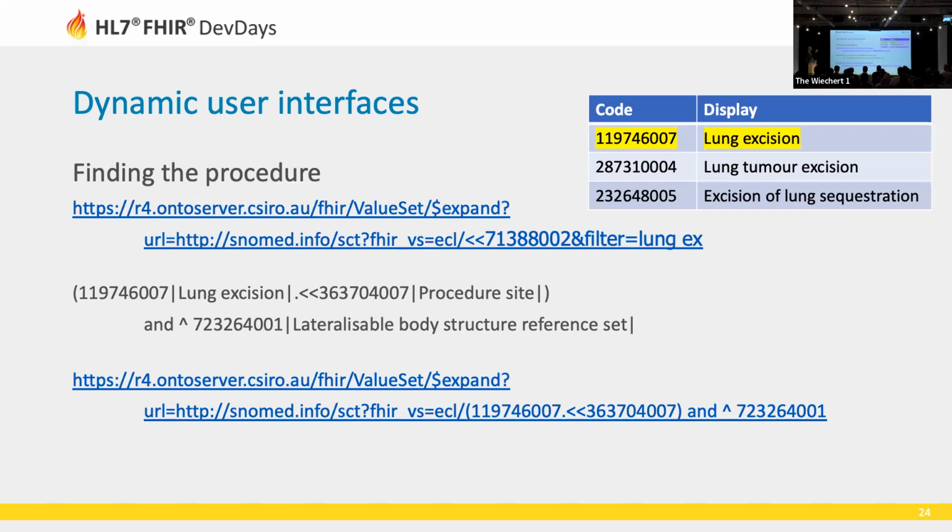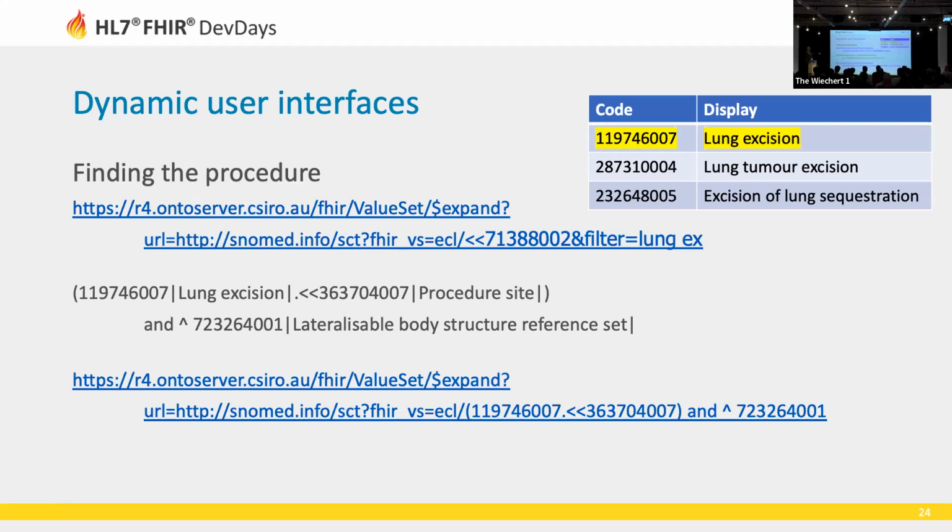But effectively, the first bit is about finding the procedure. So this is just all of the procedure descendants, and then there's a filter of what someone's typed in, so lung EX, and that will return lung excision, or those three are the top three results. And so if we've picked lung excision, you can see this next example down here is saying, for lung excision, the thing that we've picked, the procedure site of that lung excision and all things that are lateralizable.